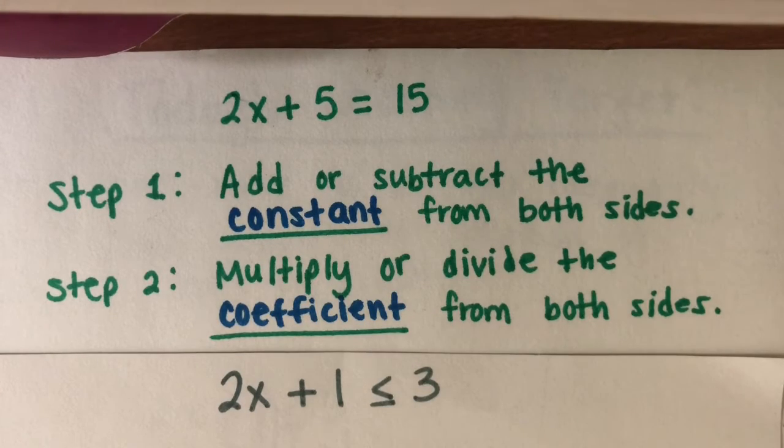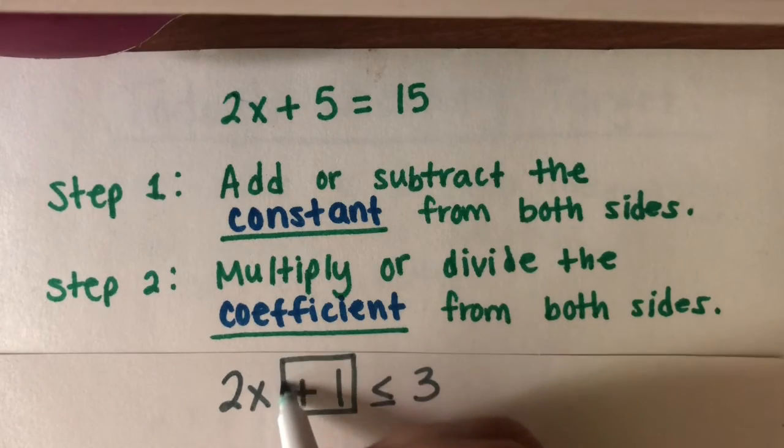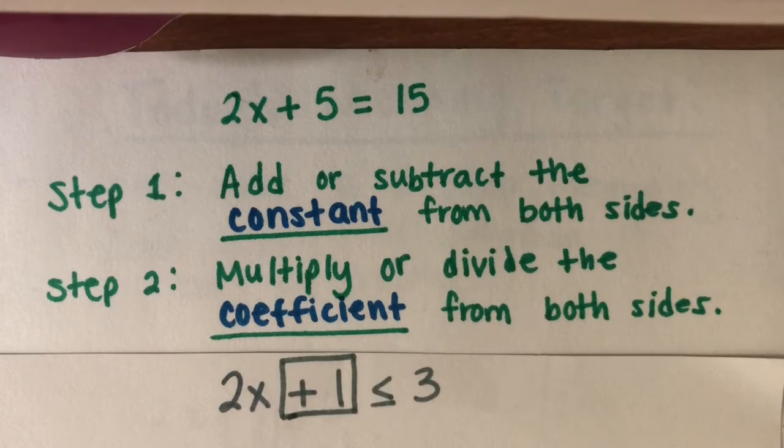So my first step is to add or subtract the constant from both sides. So I need to look for that constant. And like we said before, the constant is a number that doesn't have a variable attached to it. So if I'm looking here, I see that the 2 has an x attached to it, so that's not my constant. And then I see there's a plus 1. That's my constant. So I'm going to go ahead and put a box around that to kind of show you that constant. So this constant is saying I have a positive 1 or a plus 1.